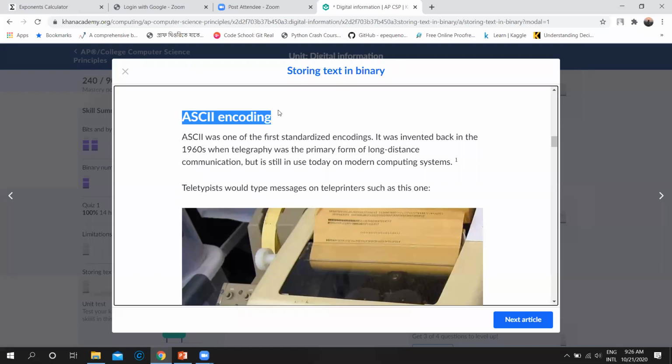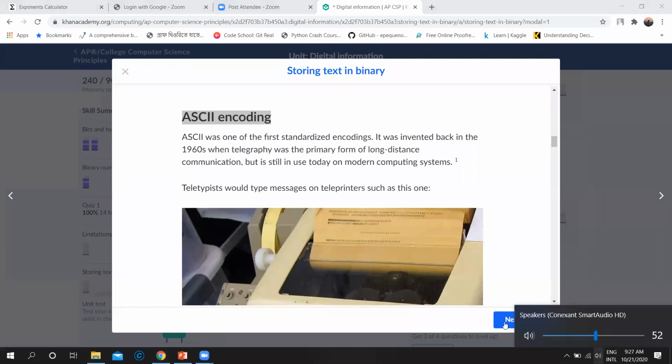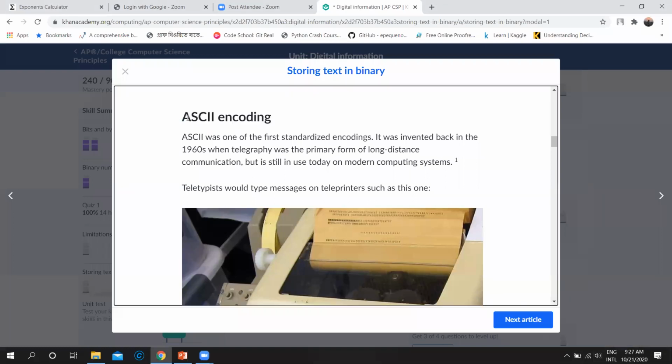Is it the 32-bit code? Sorry? Is it the 16-bit code? No, I'm coming to this one. Very good question. This is not actually 16-bit. So this is the ASCII coding. ASCII means American Standard Code for Information Interchange. So this is fixed for the whole world.